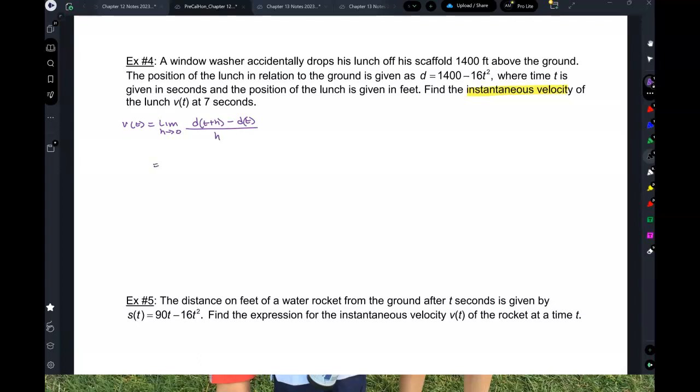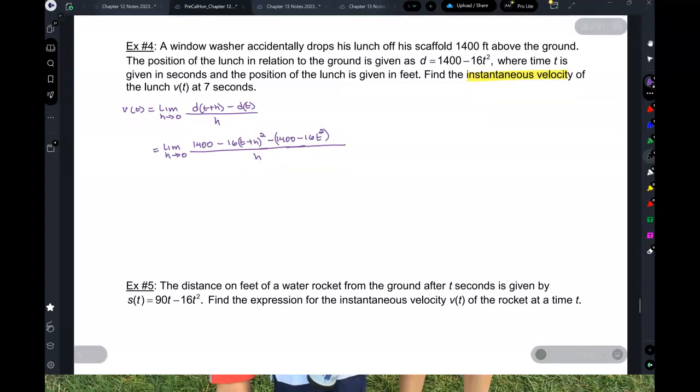So this is the limit as h approaches 0, 1,400 minus 16 times (t plus h) squared, minus 1,400 minus 16t squared in parentheses. Everybody okay with this?